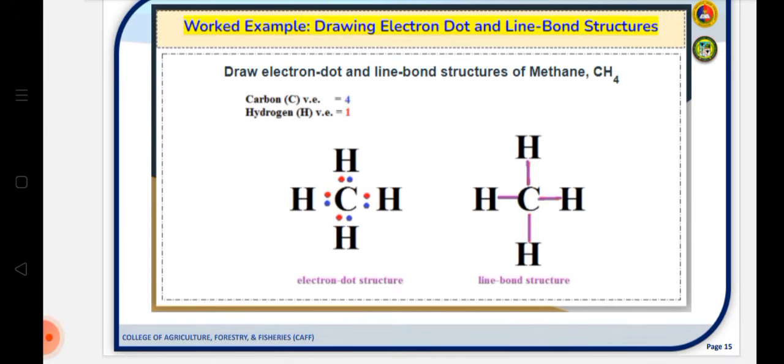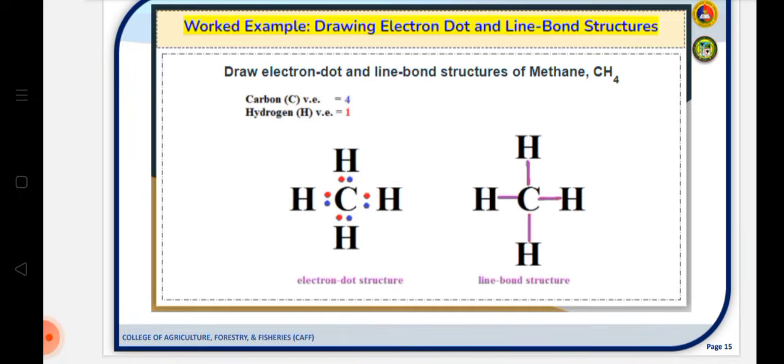Okay, mao ni siya, no? Mas giklaro na itong gibutangan na nato og color para mas masabtan. How about the electron dot structure and line bond structure of methane or CH4? So 1 atom of carbon and 4 atoms of hydrogen. And remember, we have here carbon, Ve. What is Ve? Valence electron. So the carbon has a valence electron of 4, kanang color blue. And then hydrogen, ang valence electron kay 1.